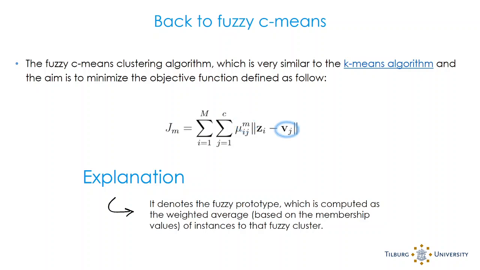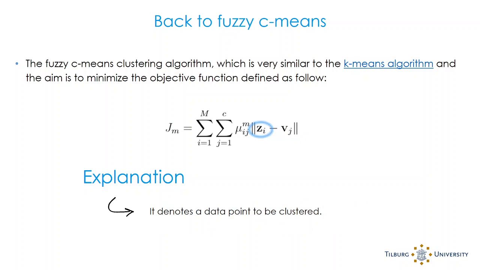Later on, we have V, and V denotes the prototype. The prototype in fuzzy C-means is equivalent to the centroid in the K-means algorithm. We are going to see an equation in the next slides on how to compute those prototypes. Those prototypes are quite important, and again, we are going to discuss why. And finally, we have x, which denotes a data point to be clustered. This is one data point belonging to the data set we have. Those are the components we have in this cost function.